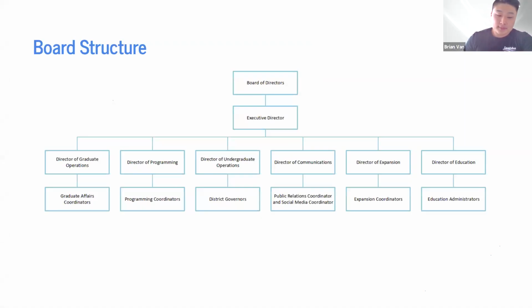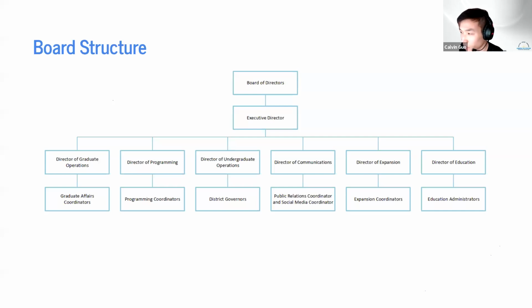So this is a brief diagram of what the board structure looks like. Up top, we have the BOD, the typical e-board components. We have the president, the vice president internal, external, as well as the vice president of finance and vice president of communications. Underneath that, you have the executive director that works hand in hand with the cabinets. You see all the directors across the board: the director of graduate operations, programming, undergraduate operations, communications, expansion, and education. And within each of those teams, they're made up of either coordinators, governors, or administrators.